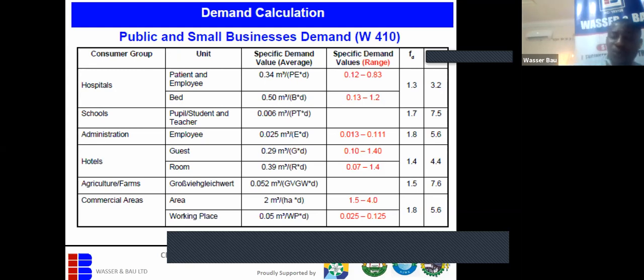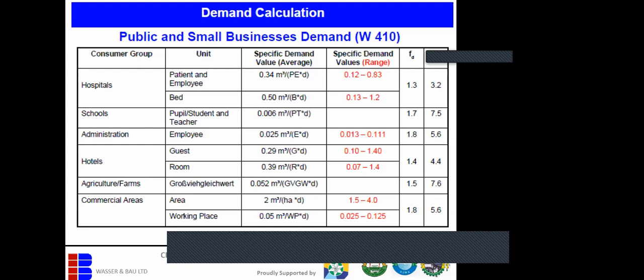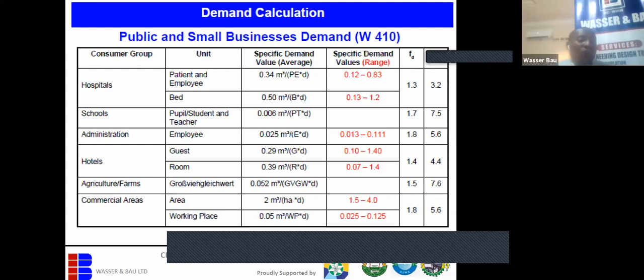Or for schools, look at schools. Schools is about 6 liters per pupil, teacher per day. The reason is that in schools, they don't shower, they don't cook, they don't wash cars. All they do is drink water and then maybe wash hands after the toilet. So we assume that 6 liters is enough for that. And for administrative buildings like the secretariat, we assume 25 liters. Why? Because nobody lives there. After 4 o'clock or 5 o'clock, everybody goes home. So between the hour of 9 or 10 o'clock and 4 o'clock, we expect you not to consume more than 25 liters of water. And I think it makes sense.